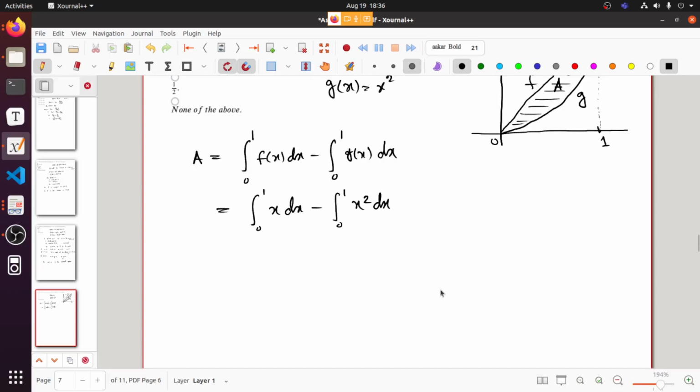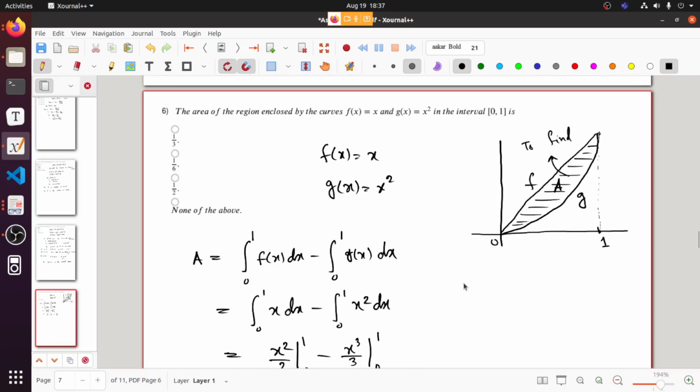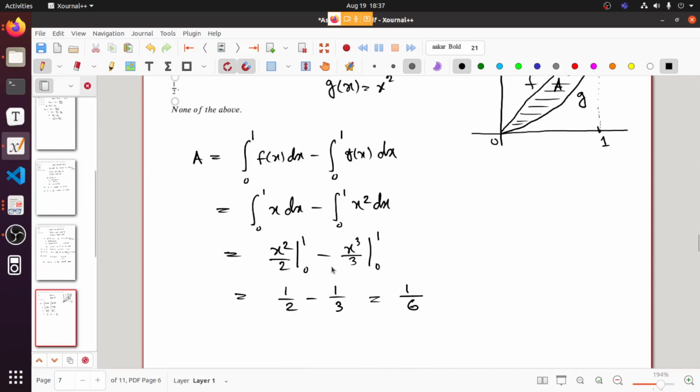Now just integrate it. So this will be x square by 2 from 0 to 1 minus x cube by 3, 0 to 1. So what happens? It will be half minus 1 by 3. So what is the value? It will be 1 by 6. So the area of the shaded region is 1 by 6. So which option is correct? Option B. All other options are false.